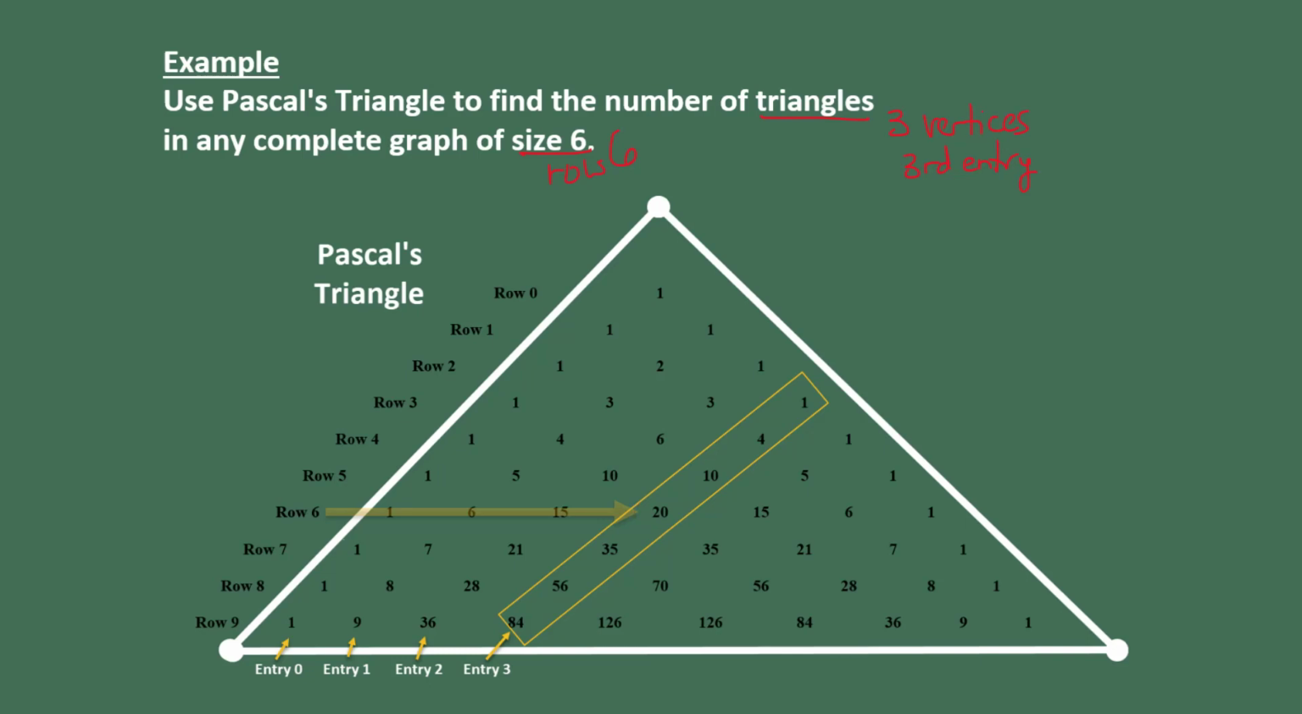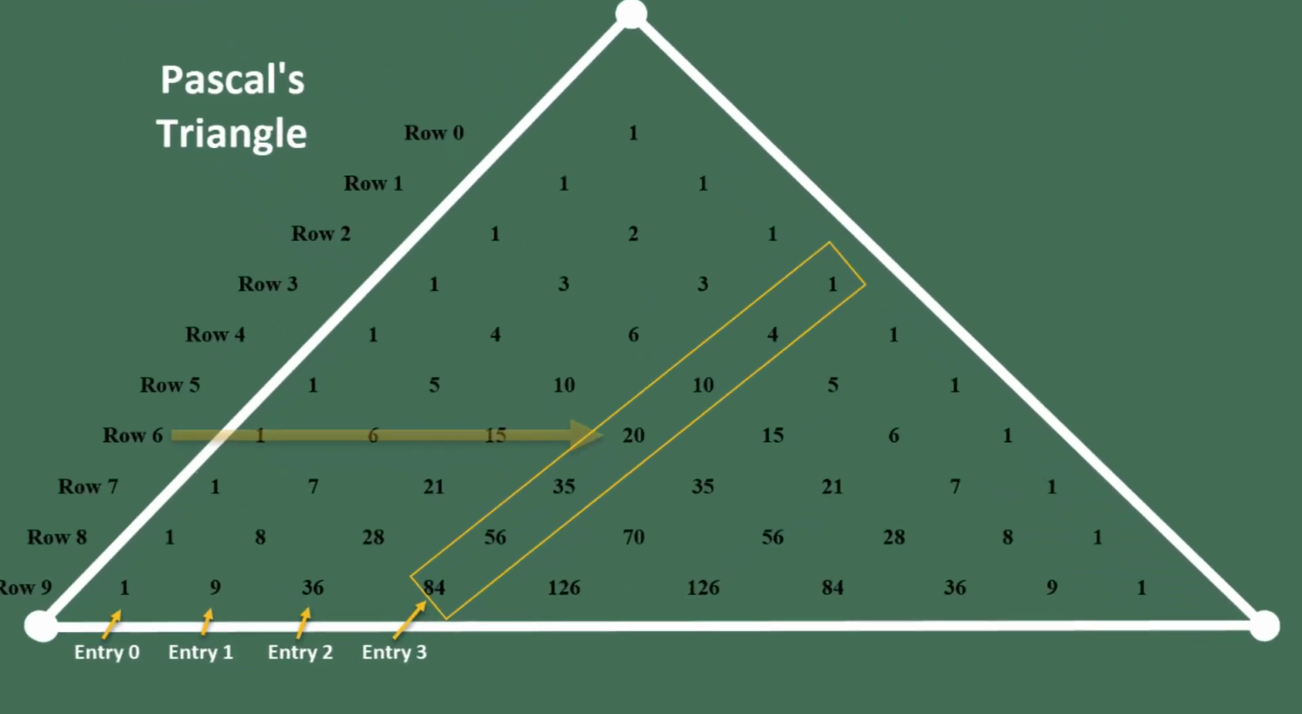In fact, all of the values we found up to this point are in this diagonal of Pascal's triangle. This is the number of triangles in a complete graph of size 3. This is the number of triangles in a complete graph of size 4, a complete graph of size 5, a complete graph of size 6, and so on. So if we wanted to know how many triangles are in a complete graph of size 7, it's going to be the next number, 35, which is the third entry in row 7.